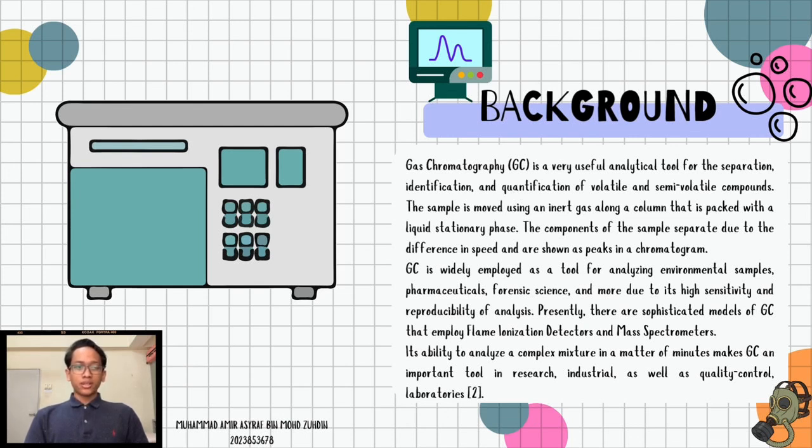GC is widely used in environmental analysis, pharmaceuticals, forensic science, and many other fields because of its high sensitivity and reproducibility. Modern instruments are even more advanced, often using detectors such as flame ionization detectors (FID) or mass spectrometers (MS) for enhanced precision. Its ability to analyze complex mixtures in just a few minutes made GC an essential tool in research, industry, and quality control laboratories. With this understanding, we can now move on to the objective of our experiment.